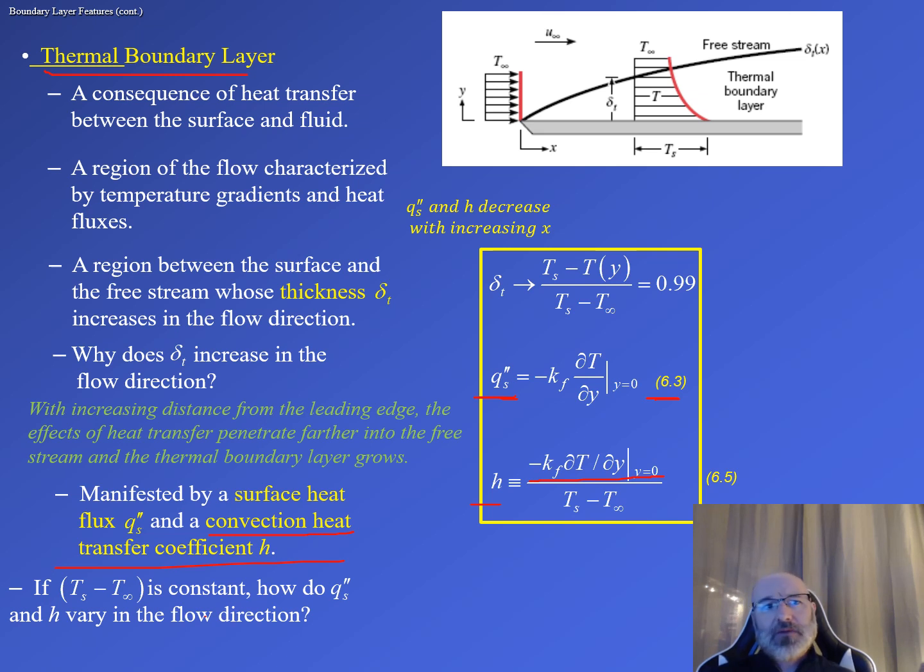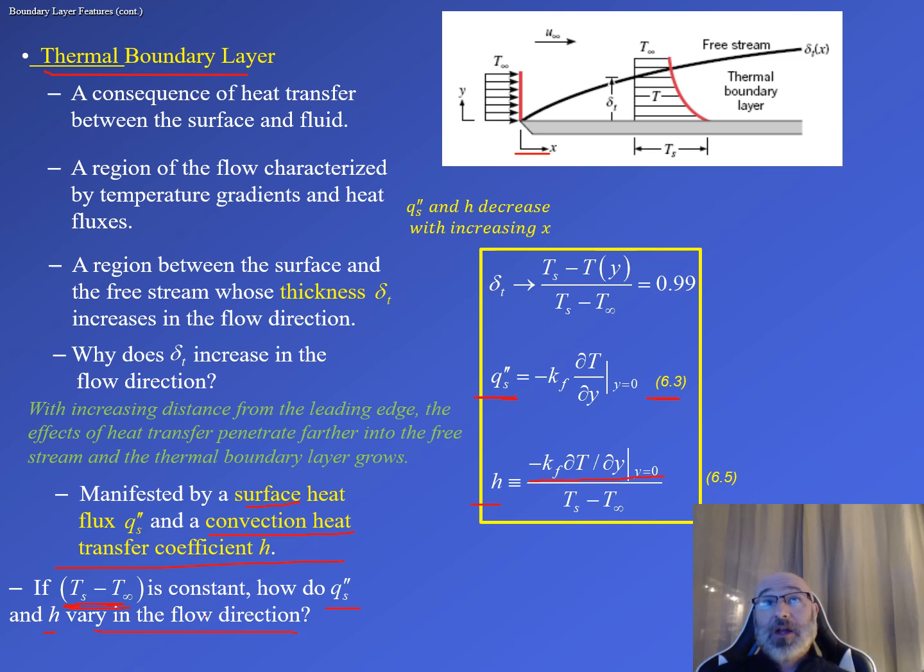So now let's ask ourselves this question. If our surface temperature and our surrounding temperature, Ts minus T infinity, are constant, then how does our q sub s double prime, or our surface heat flux, and our h value, our convection heat transfer coefficient, vary in the flow direction if this temperature difference is constant? Well, the way we can think about this is, since that temperature difference is constant, that means it's going to be independent of our direction x.